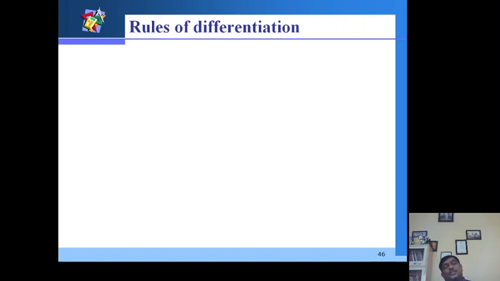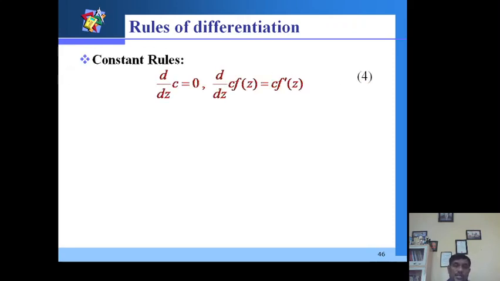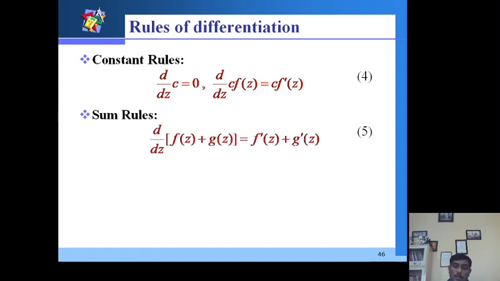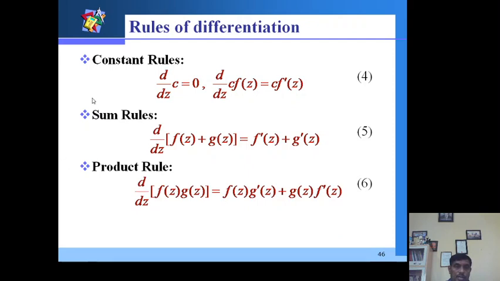Now we will discuss some rules of differentiation. Whatever you learned in your real analysis, exactly here also the rules follow: the constant rule, sum rule and product rule. Here d by dz of a constant c is equal to 0, and d by dz of f of z plus g of z can be expressed as f dash z plus g dash of z. And d by dz of f of z into g of z means you take the first function as it is and differentiate the second function, then take the second function as it is and differentiate the first.